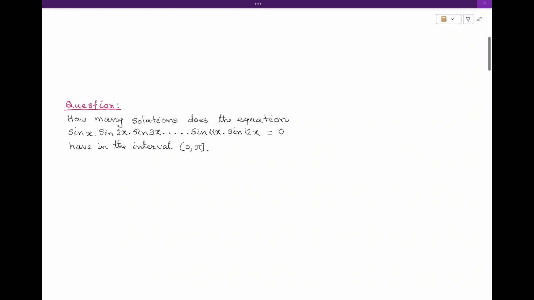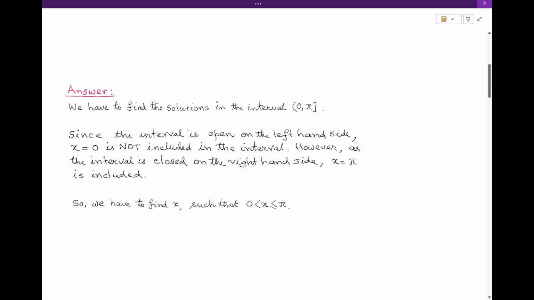How many solutions does the equation sin x multiplied by sin 2x multiplied by sin 3x, and so on up to sin 11x multiplied by sin 12x, is equal to 0 have in the interval 0 to pi? We have to find solutions in the interval 0 to pi.